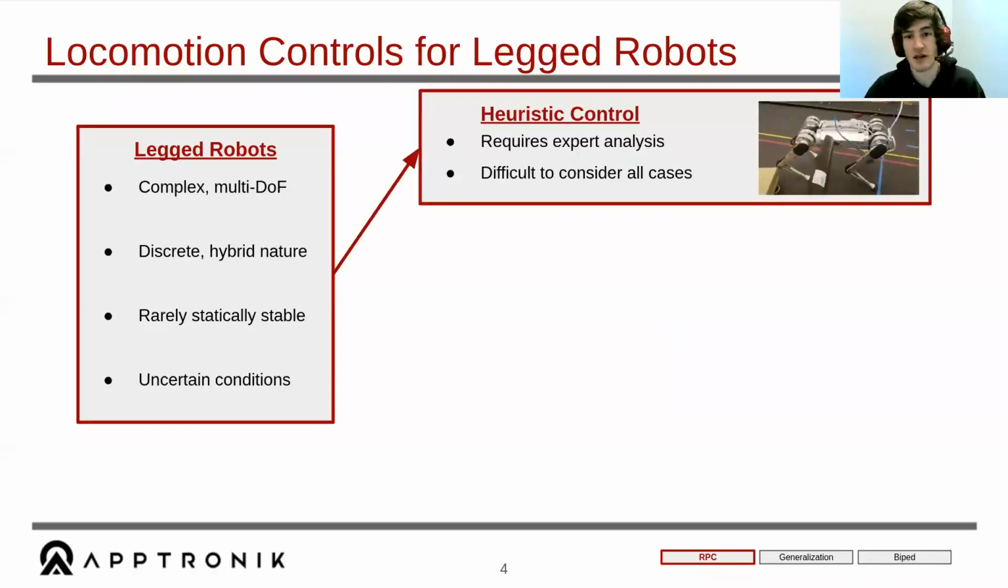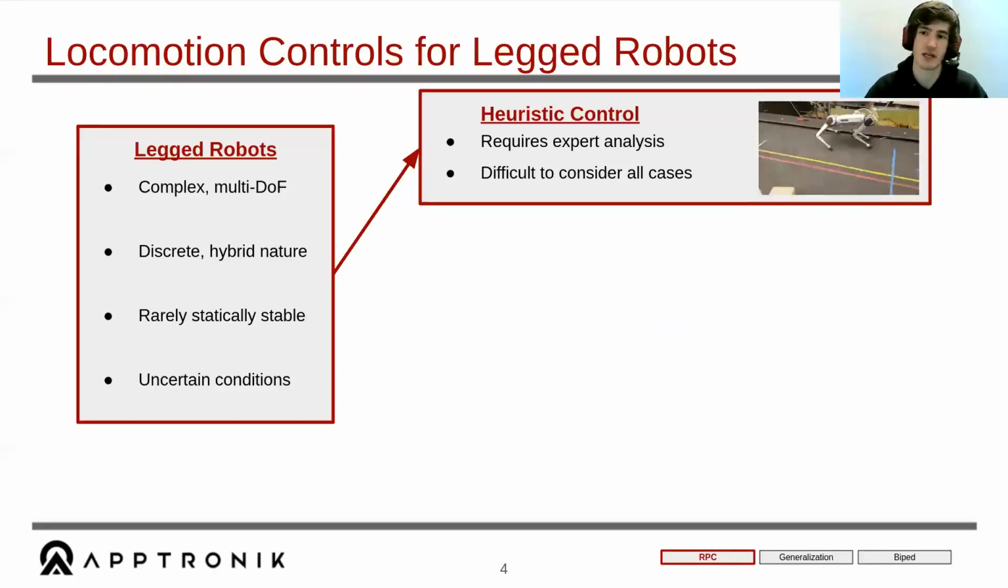So the different ways that I've shown a lot of success, or at least three of the ways, are, first, heuristic control. You can think of Marc Raibert's work early on at the MIT Leg Lab, the Raibert heuristic and that kind of stuff. It's very useful and very powerful, but it requires you to have expert knowledge of the system, and it's difficult to consider every case. If you want to make a heuristic for every single possible case that your robot is ever going to encounter, it's going to get very difficult.